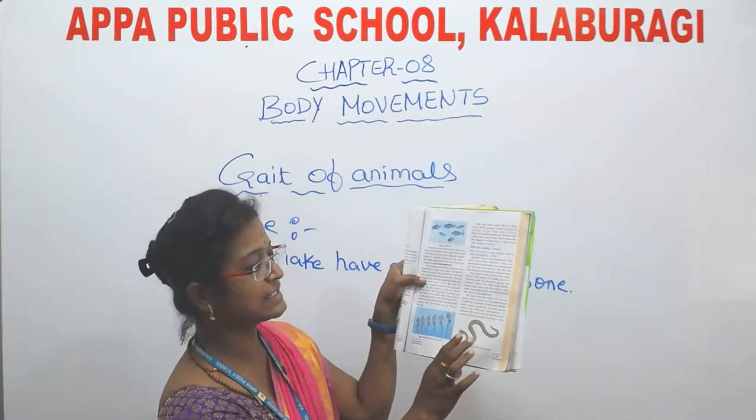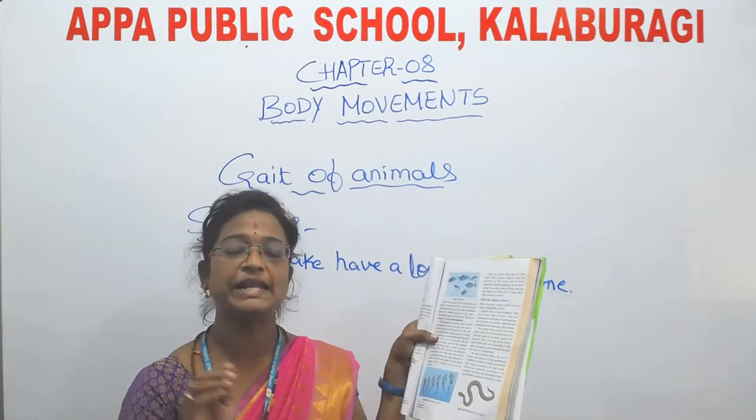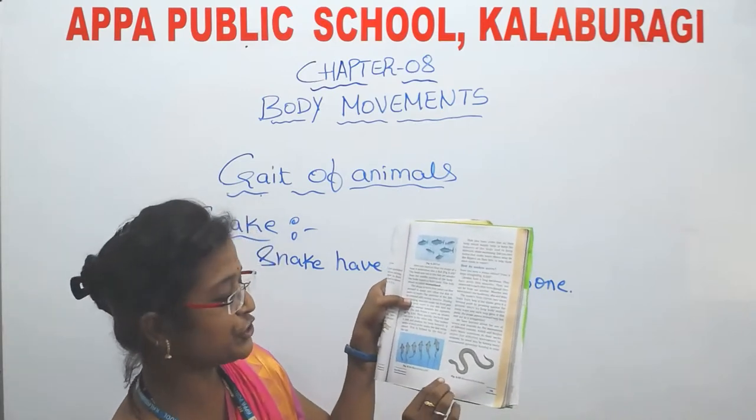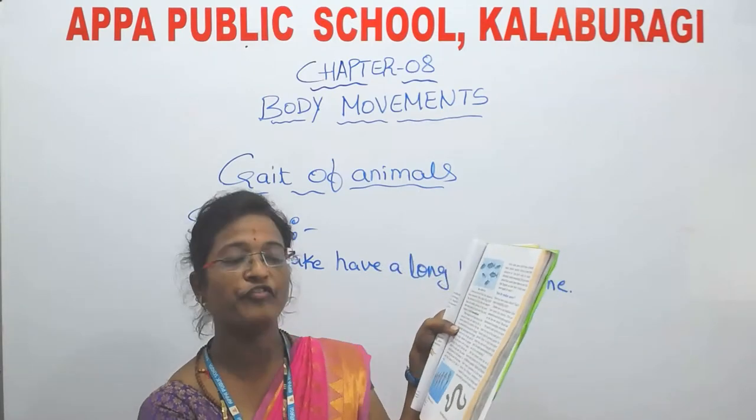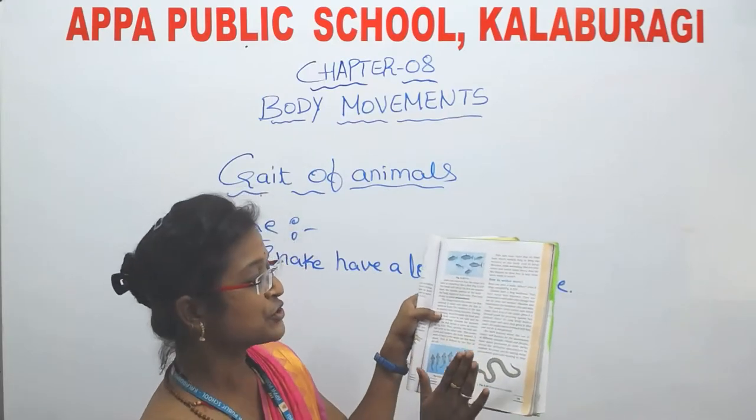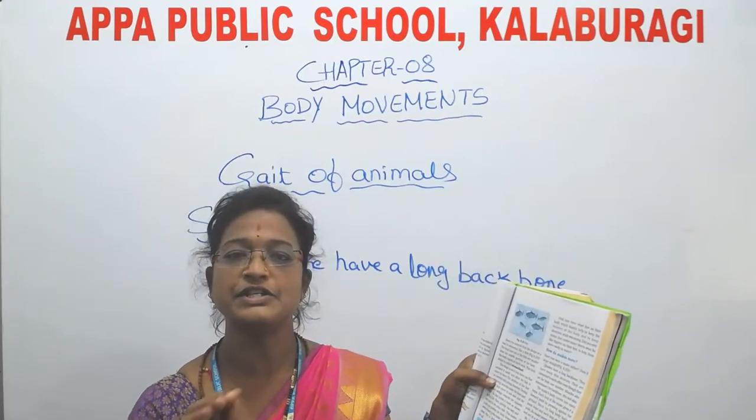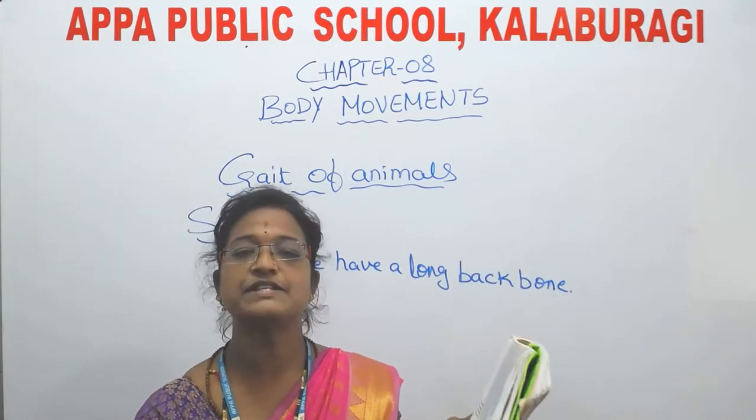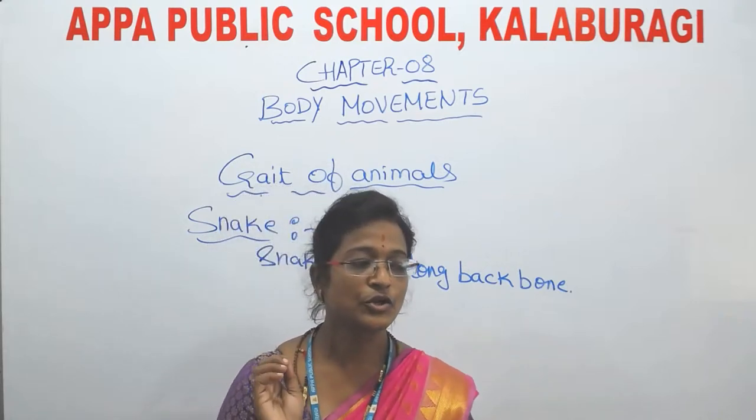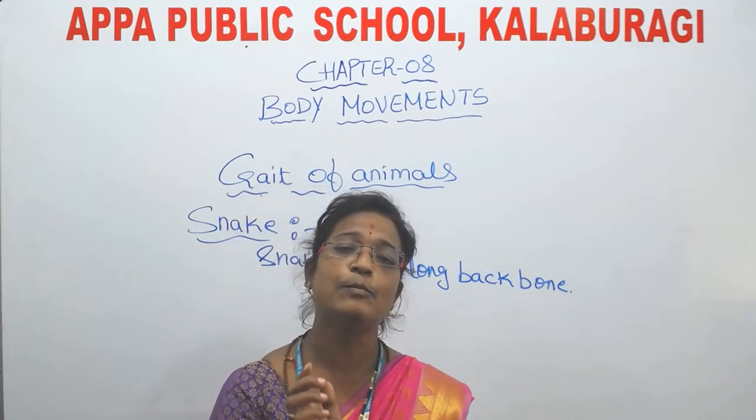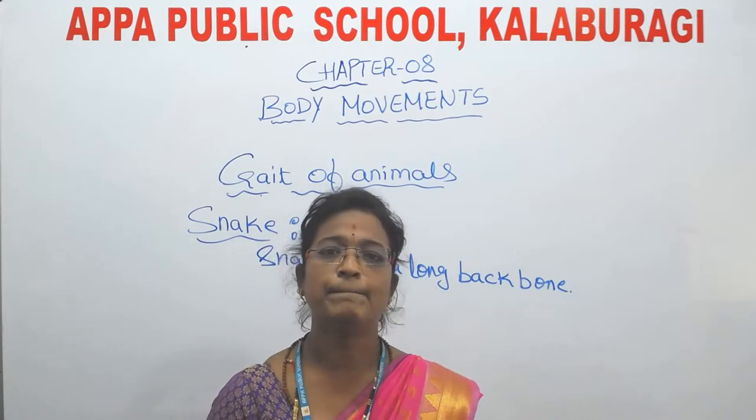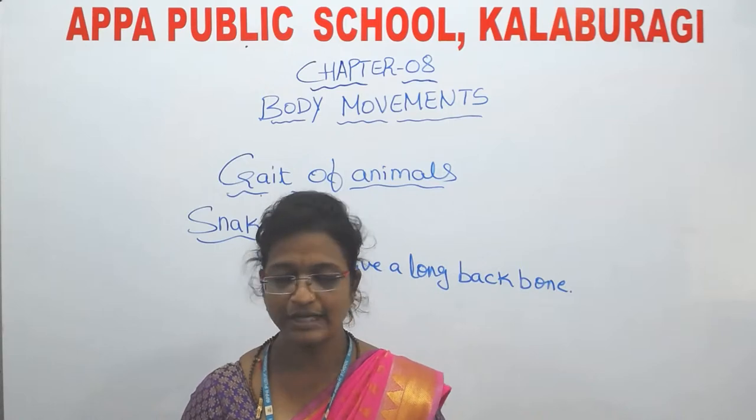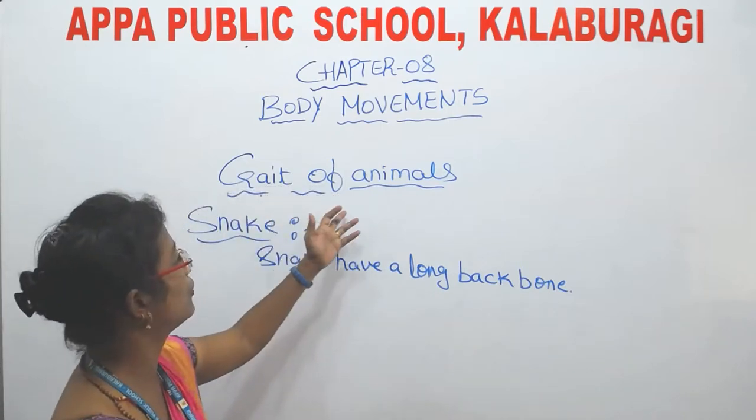You can see a snake. Here the snake's body curves into many loops. See this figure 8.25, page number 75. Each loop of the snake gives it a forward push, isn't it? So the snake will move forward very fast, but it cannot move in a straight line. Okay, this is all about the gait of animals.